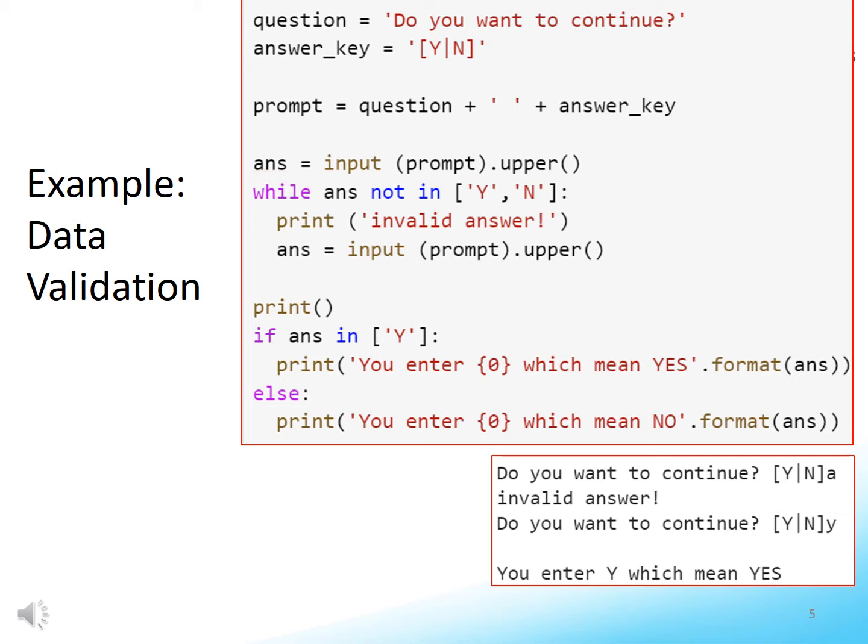The continuation condition of the loop is answer not in the list of Y and N. If the continuation condition is true, the loop body prints the error message, and repeats the prompt, input, check, repeatedly, until the continuation condition is false, which means the user's answer is Y or N. The remainder of the code fragment converts the validated answer to Boolean data, true or false. This is a sample execution of the code fragment.